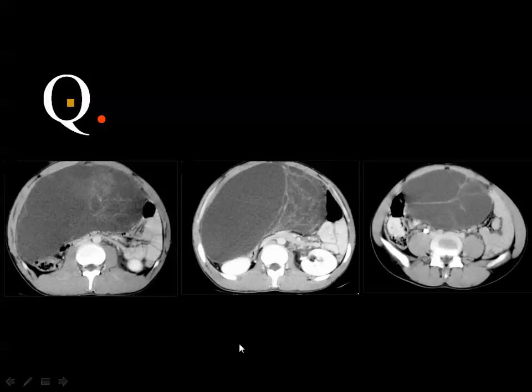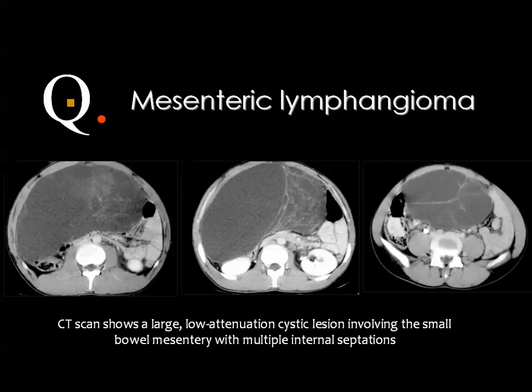Yes, and you should locate the anatomy of the lesion, and we have a very big cystic lesion in the peritoneum with internal septations. The most common lesion in the peritoneum containing internal septations is lymphangioma of the mesentery. Yes, mesenteric lymphangioma is a big cystic lesion in the peritoneal cavity, containing multiple internal septations, usually seen in the pediatric age group.